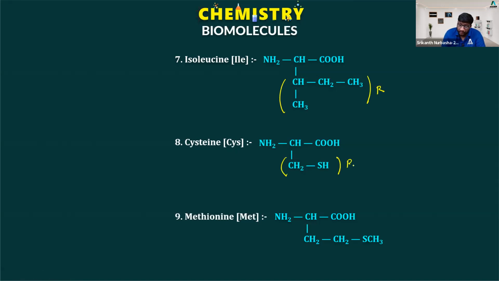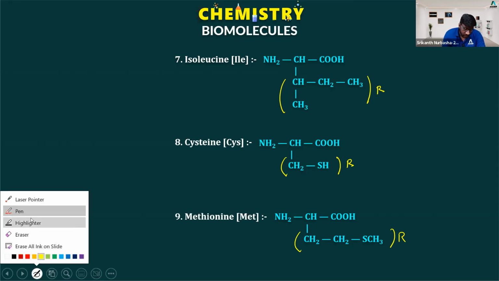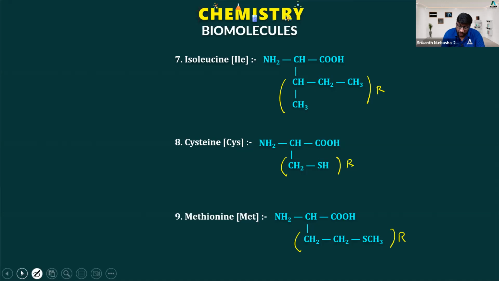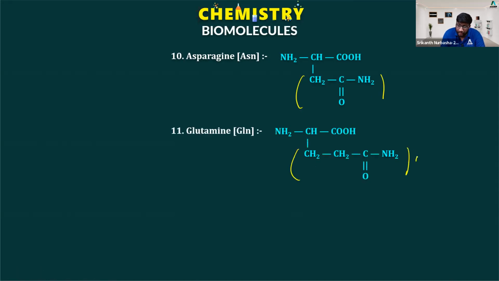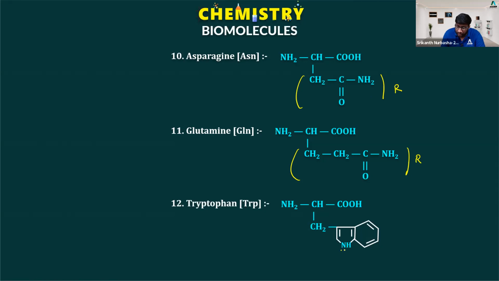Cysteine, CH2SH, methionine, CH2CH2SCH3. So in cysteine and methionine, you have sulfur. Asparagine, you have the amide system, CH2C double bond O, NH2. Glutamine, CH2CH2C double bond O, NH2. These are the alkyl groups. Tryptophan, CH2 and the cyclic ring, where the lone pair of electrons on nitrogen is in resonance with the pi electron density, thereby decreasing the basic nature. That is why it is not classified as a basic amino acid.